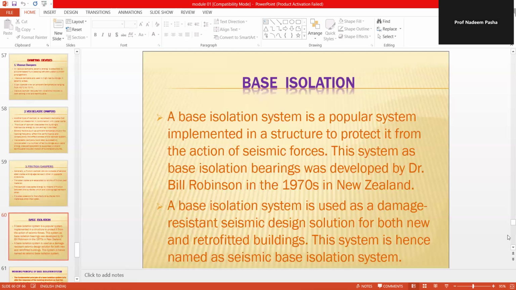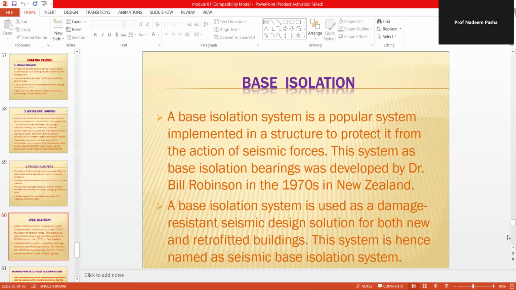This system, that is the base isolation system, was developed by Dr. Bill Robinson in the 1970s in New Zealand. So who developed this system? Dr. Bill Robinson in the 1970s. He designed it in the country New Zealand. A base isolation system is used as a damage resistant seismic design solution for both new and retrofitted buildings.